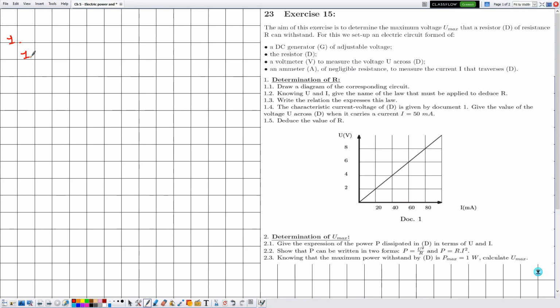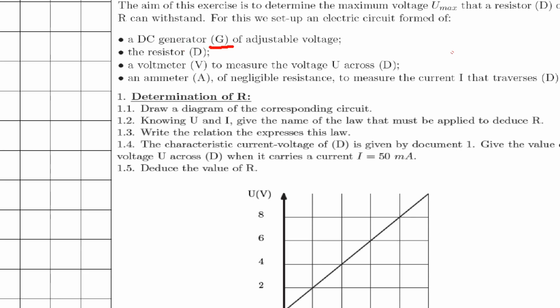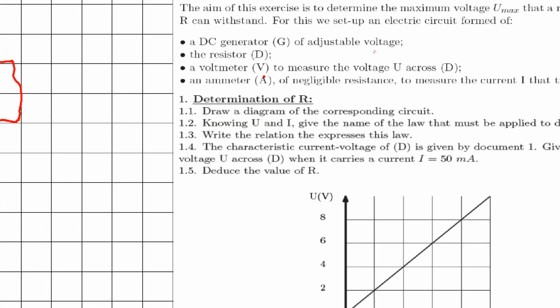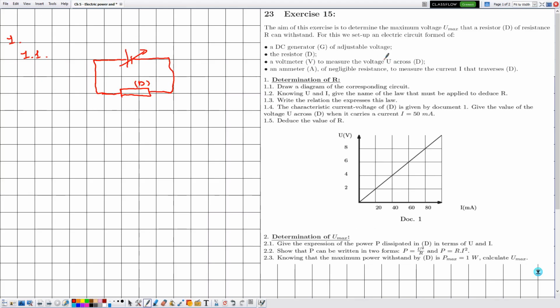They are telling me to draw a diagram that corresponds to the circuit that consists of the generator G, D, V, and A. So let's start with the generator G of adjustable value connected to the resistor D. So this is the resistor D. Now notice that we have a voltmeter that measures the voltage of D, and we know that a voltmeter is always connected in parallel.